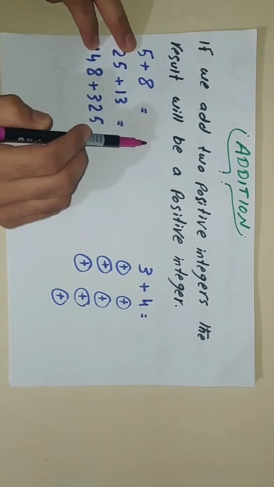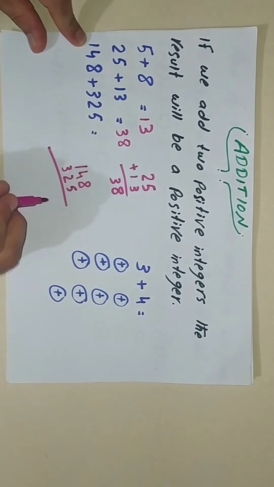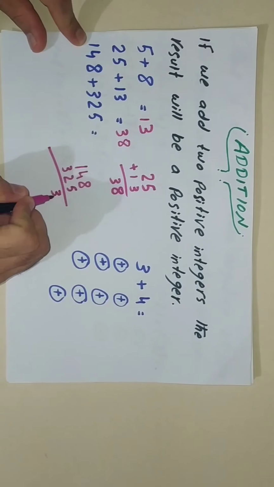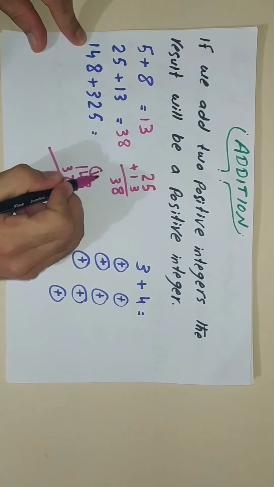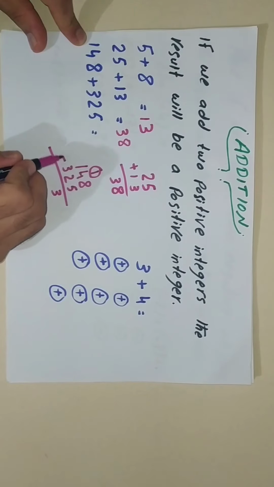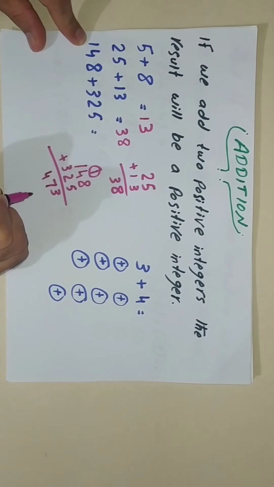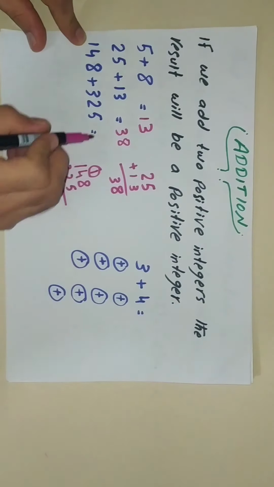Okay, the other example is 148 plus 325. 5 plus 8 is 13. We will write 3 there, and 1 we will add to the next number. So 4 plus 2 is 6, and 1 plus 6 is equal to 7. Then 3 plus 1, it will be 4. So the answer will be 473.